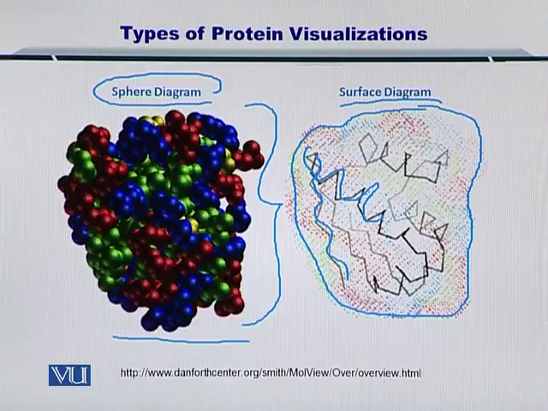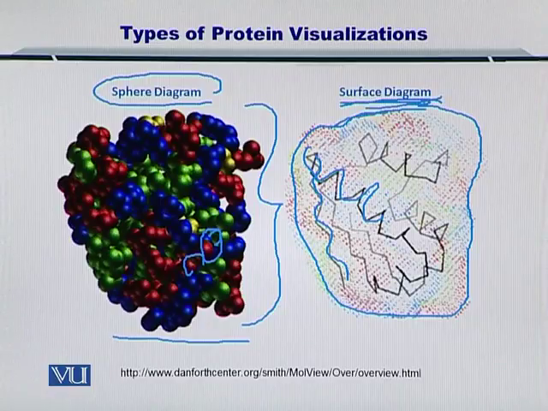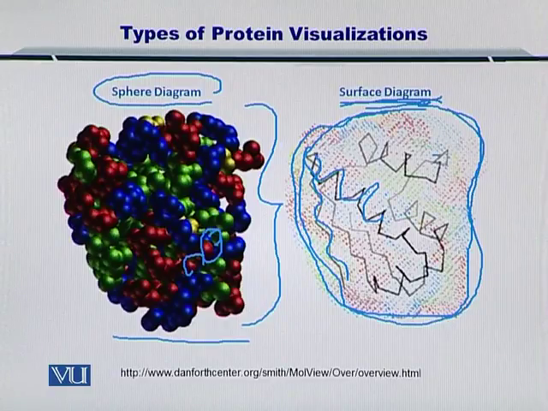The surface diagram essentially draws the outline of the surface of the protein. So differently from the sphere diagram, in which each atom is drawn as a sphere, in the surface diagram, the overall protein surface is drawn by looking at the position of the alpha carbons in the backbone. So these are the two visualization techniques which the CPK diagrams employ.